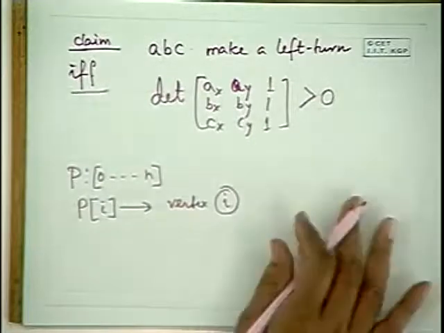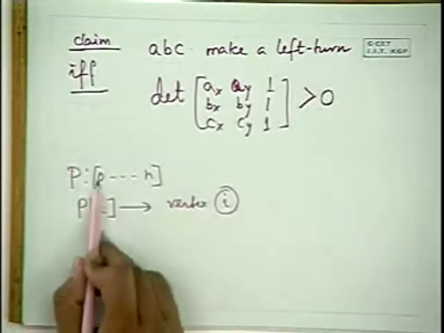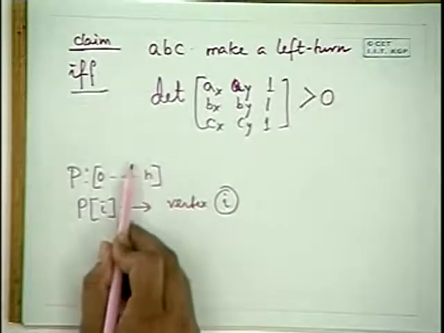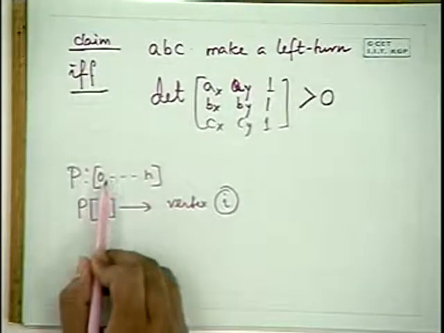That's the input for the polygon, and the vertices are given in the order of the counterclockwise traversal of the boundary. So if I go over P0, P1, P2 up to Pn, I will be traversing the polygon in a counterclockwise manner. So now let us see how we can do the dynamic programming here.